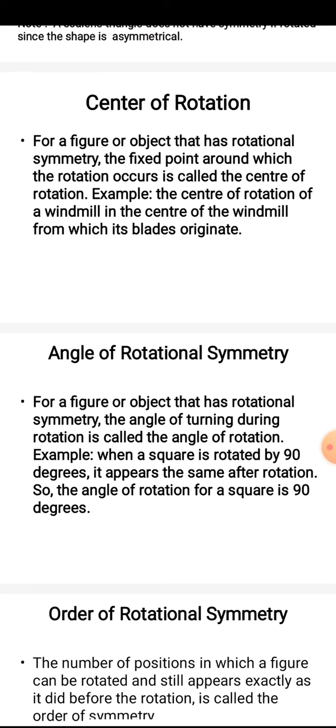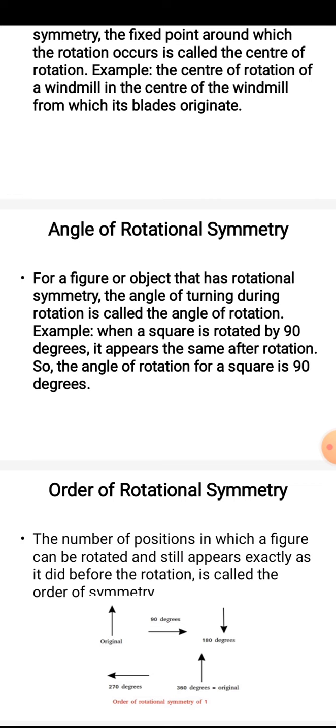How will you find the angle of rotational symmetry? First you find the lines of symmetry for that. How many lines of symmetry for a square? 4 lines of symmetry. One complete rotation means 360 degrees. So 360 divided by 4 is equal to 90 degrees. Therefore, the angle of rotational symmetry will be 90 degrees. Are you getting it here? Yes. Now, order of rotational symmetry.